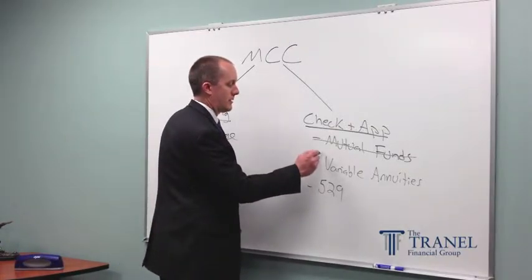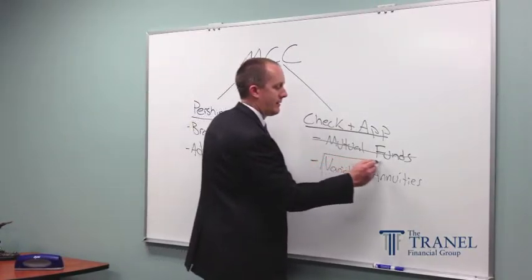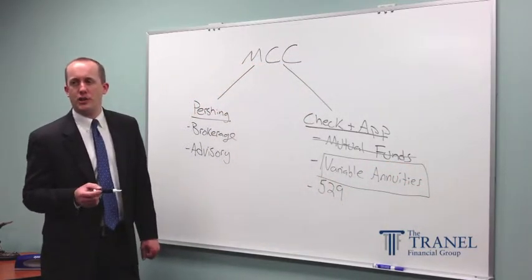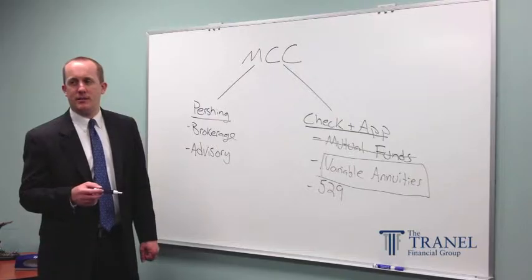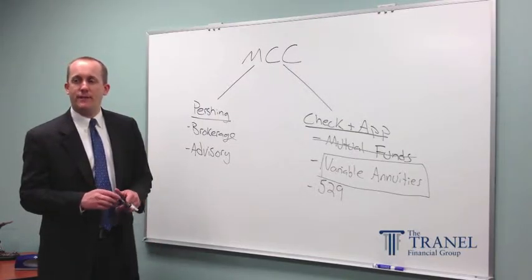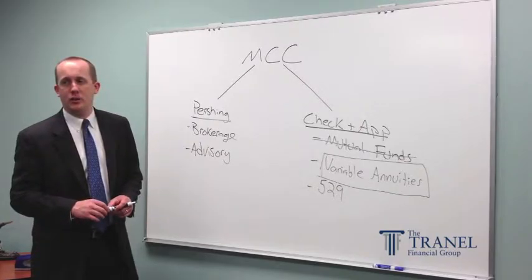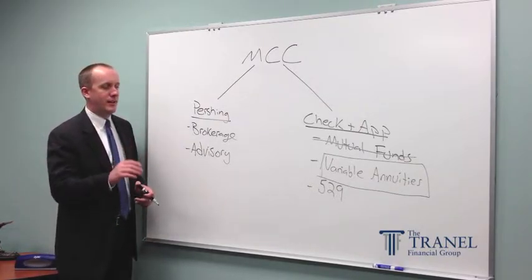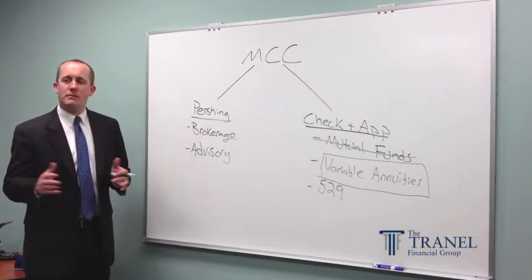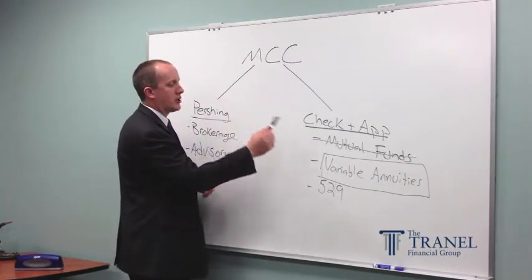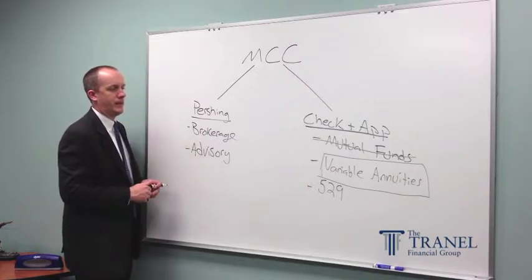Variable annuities is definitely where you're going to write the most Checking App business. Sometimes you will physically fill out the annuity app, send it in with a check to Money Concepts or to the annuity company, or sometimes you'll transfer money from Pershing to the annuity itself.